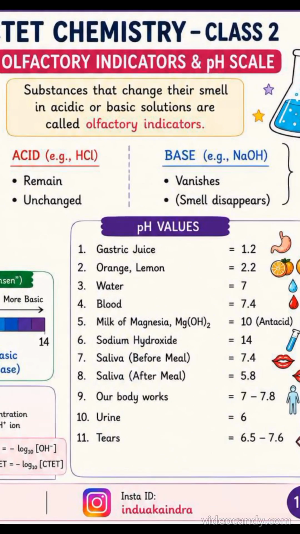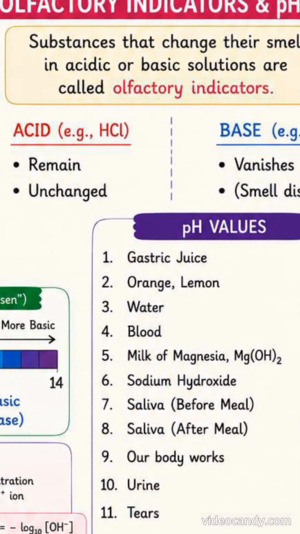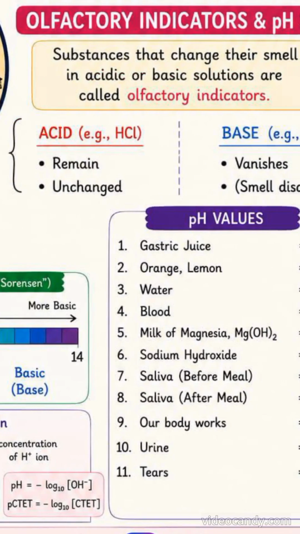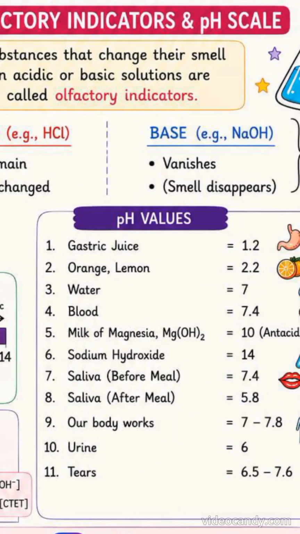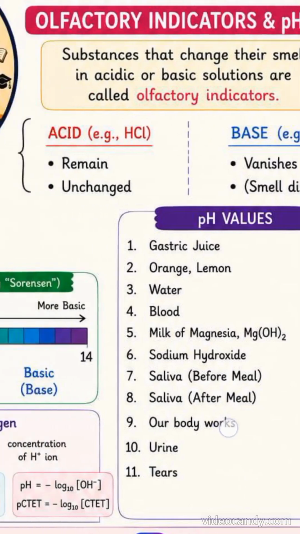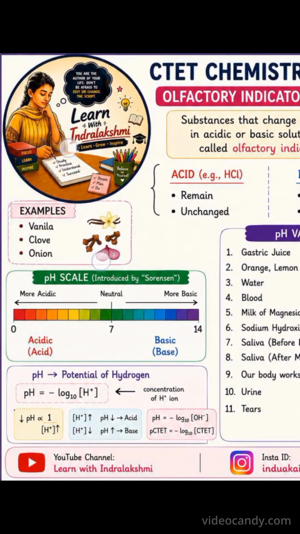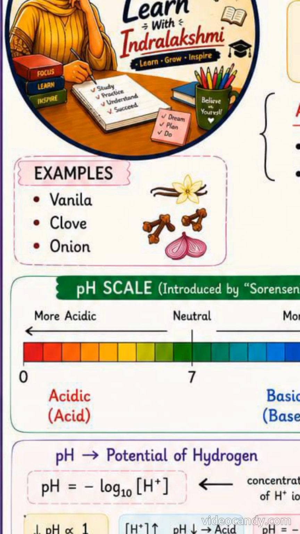So olfactory indicators are nothing but substances that change their smell in acidic or basic solutions. In acid, for example HCl, hydrochloric acid, the smell remains unchanged, whereas in case of a strong base like NaOH, that is sodium hydroxide, the smell actually vanishes, disappears. Some examples of olfactory indicators are vanilla, clove and onion.